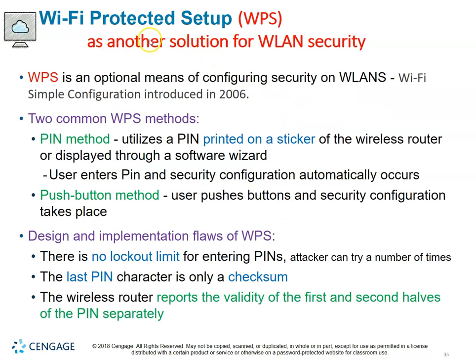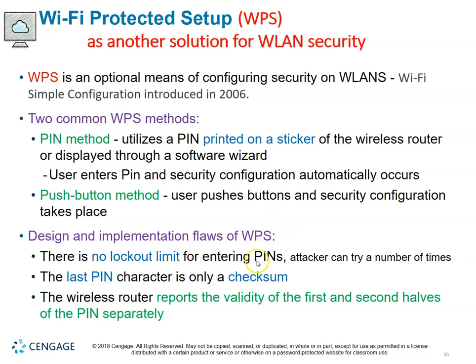So that takes us to the second iteration, which is WPS, or so-called Wi-Fi Protected Setup. This is an optional means of configuring security on wireless LANs. And it was introduced about 14 years ago in 2006. There are two methods, the PIN method and the push button method. So the PIN is printed on a sticker on the router or displayed on the wizard if you call up the software. The push button method is you just push the button on the router and it does the security configuration.